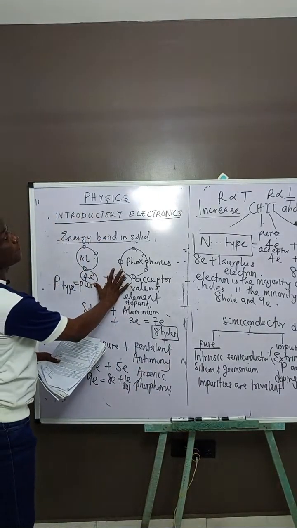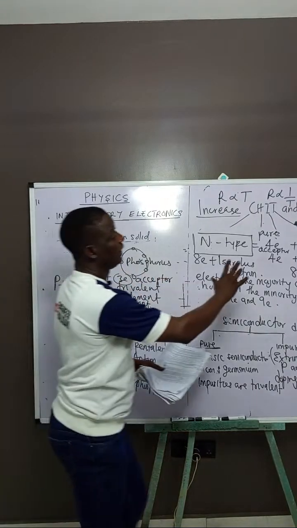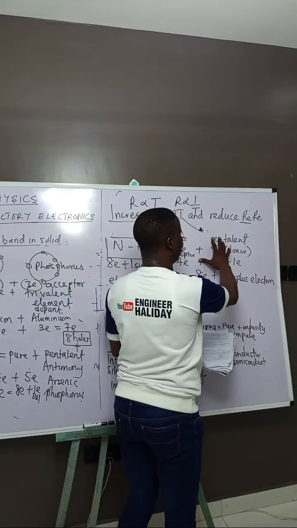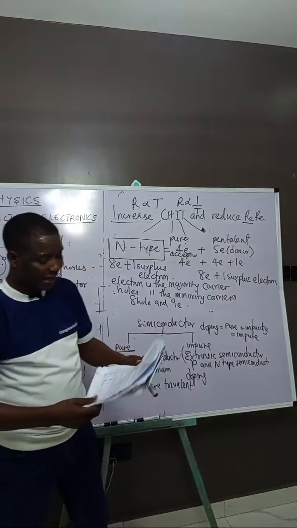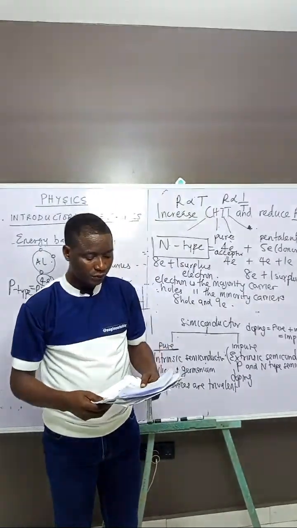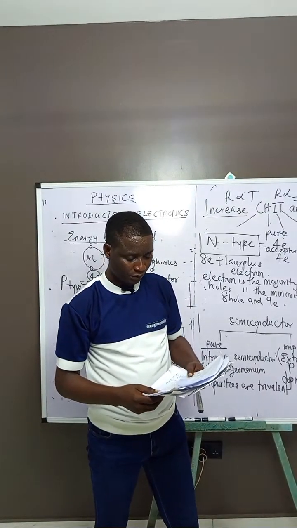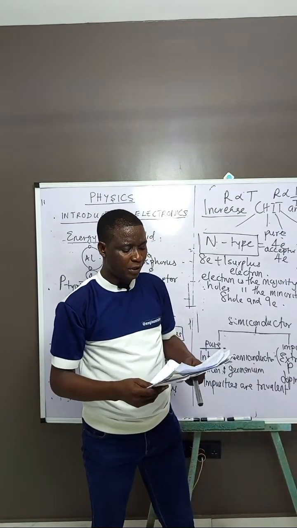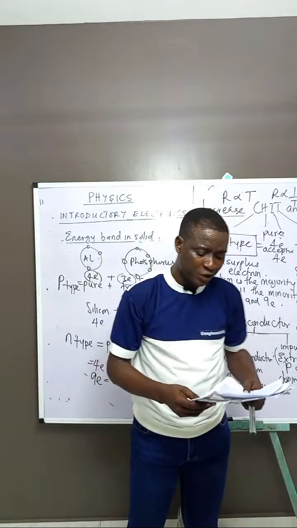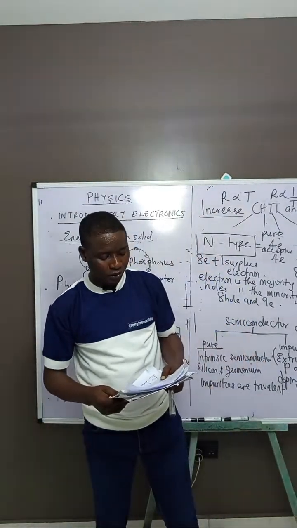In this case, the impurity is the acceptor. In this case, the impurity is the donor. So in the end, let's rush through all the questions now. He said, which of the following is a pure silicon? We have answered that one. The bond between silicon and germanium, we have answered that one, is covalent bonding.